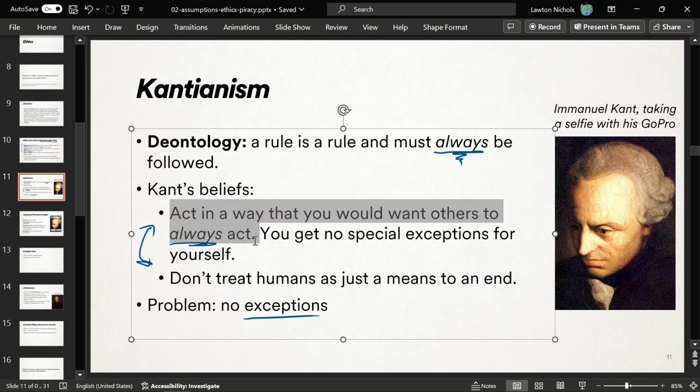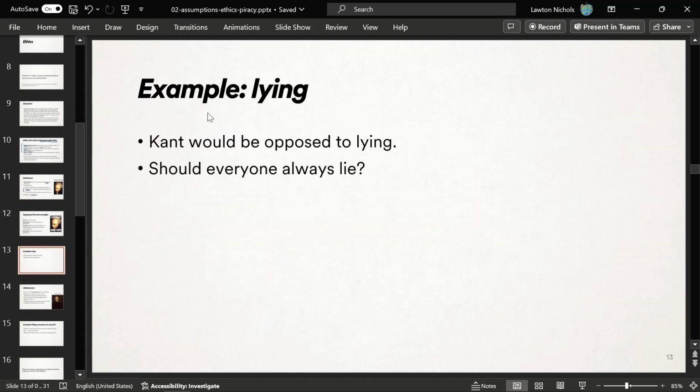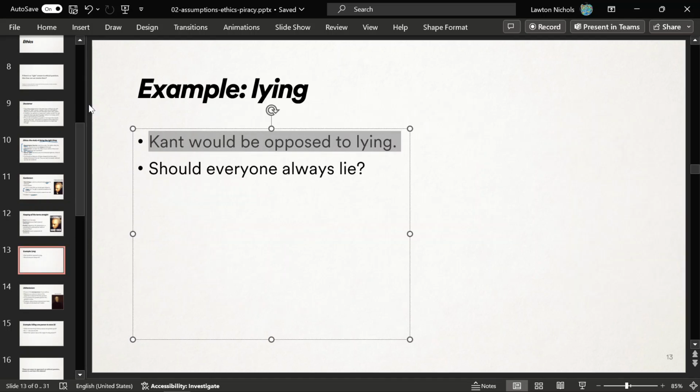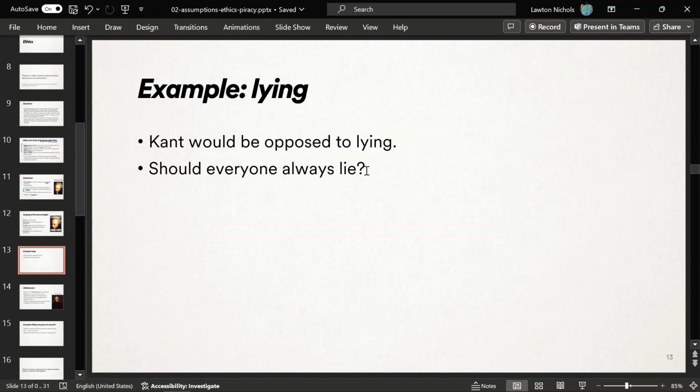He would frame it that way, and he'd say, no, absolutely not. So that means I should never lie. No one should ever lie, ever, at all. So that's what Kant would think. Do you see that? See how I'm using Kantianism to say that? Kant would totally be opposed to lying, and so he'd ask the question, should everyone always lie? And he'd be like, absolutely not, no.